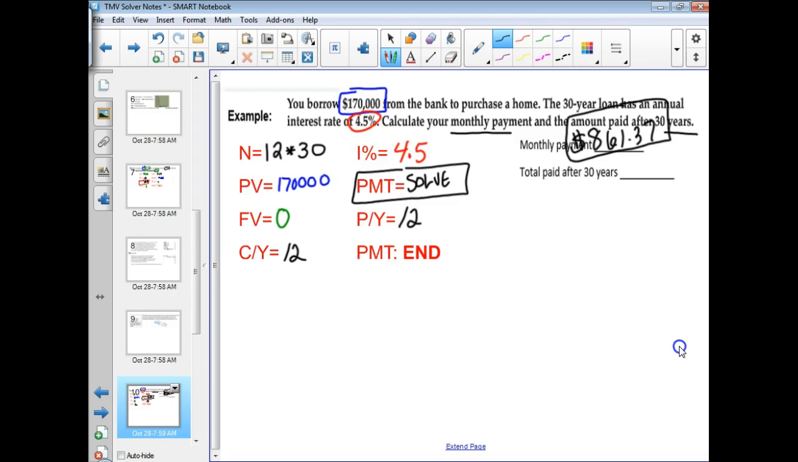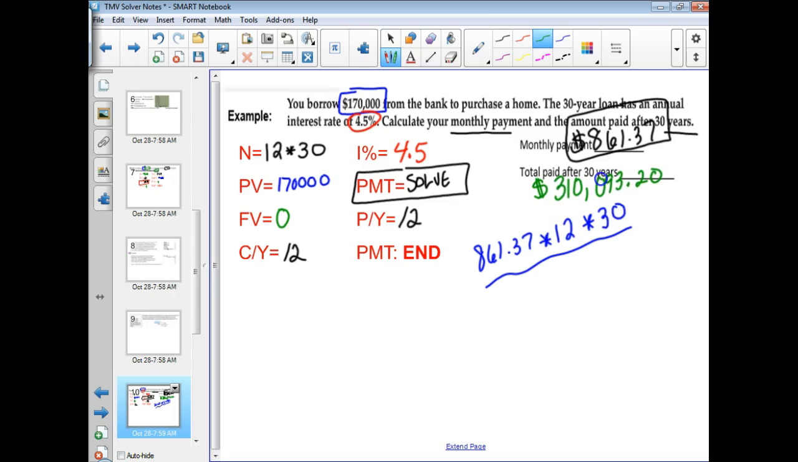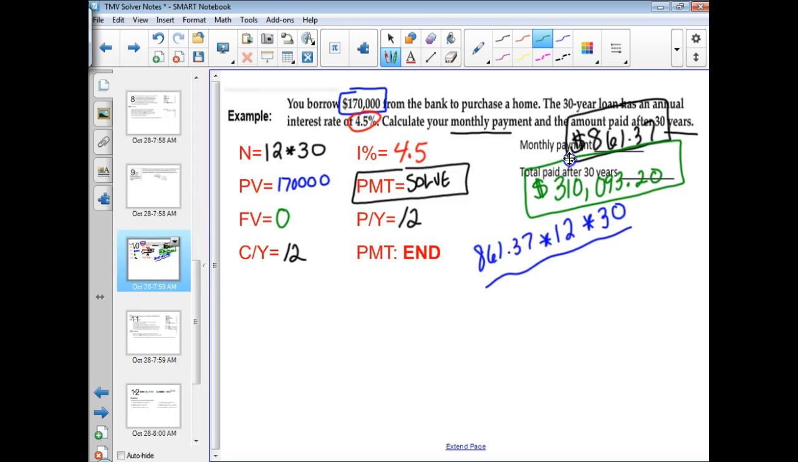You know, all that. All right, this is the depressing part. You paid $861.37 every single month for 30 years. How much money did you actually pay for this house? Well, you're going to type $861.37 that you paid every month for 30 years. How much did this house cost you? Too much. Oh, this is sad. $310,093. And don't forget that 20 cents. That makes all the difference. Oh, boy.